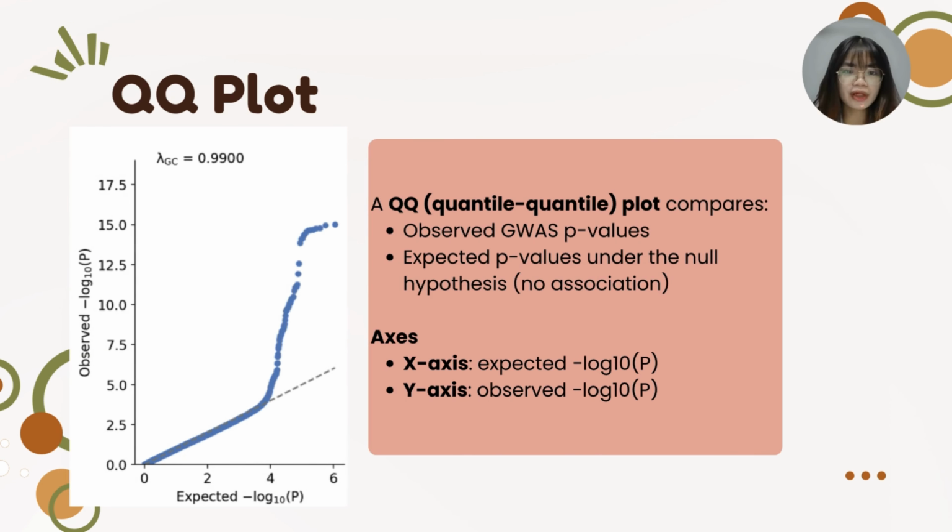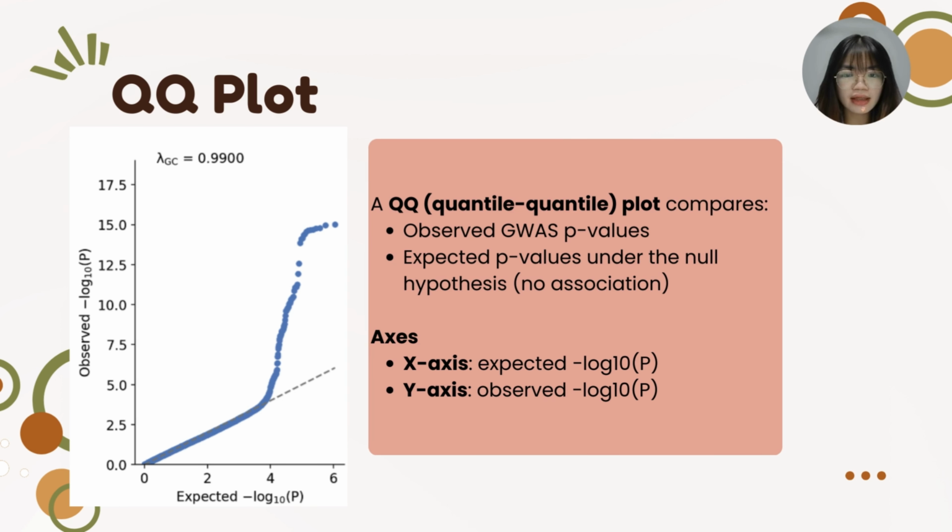This QQ plot compares the observed versus expected p-values from our GWAS. On the x-axis are the expected values under the null hypothesis, while the y-axis shows the observed values. The diagonal line represents perfect agreement with the null. Most points closely follow this line, indicating that our analysis is well controlled for confounding factors such as population structure. At the upper right tail, points deviate strongly upwards, reflecting the SNPs that are significantly associated with the trait.